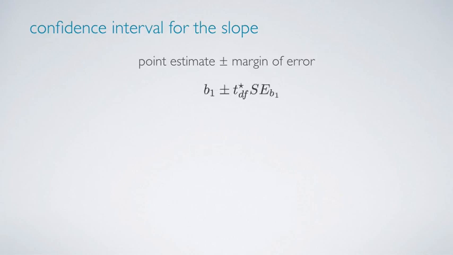Just like we can do hypothesis tests for the slope, we can also do a confidence interval. Remember, the confidence interval is always of the form point estimate plus or minus a margin of error. In this case, our point estimate is B1, and our margin of error can be calculated as usual as a critical value times a standard error. We said that in linear regression, we always use a t-score, so we're going to use a t-star for our critical value, and the standard error of the slope, we said, comes from the regression output.